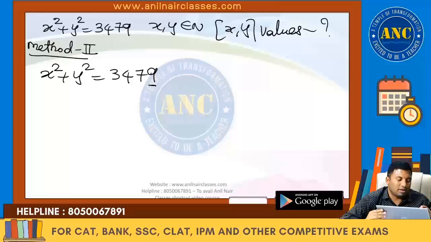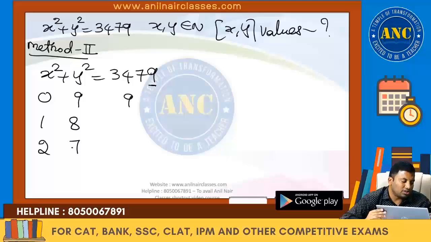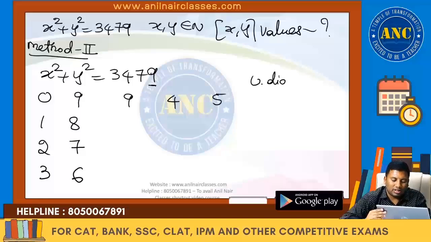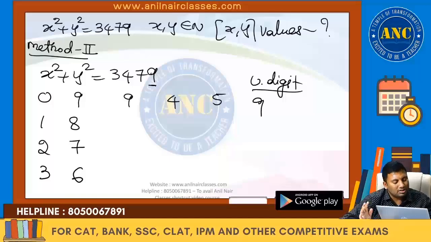The unit digit of this number is 9. It can be 0 plus 9, 1 plus 8, 2 plus 7, 3 plus 6, 4 plus 5, each giving unit digit 9. The remaining are the reverse of these cases: 5 plus 4, 6 plus 3, 7 plus 2, 8 plus 1, 9 plus 0. Are you all with me?